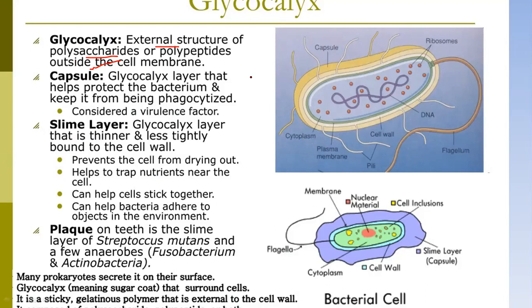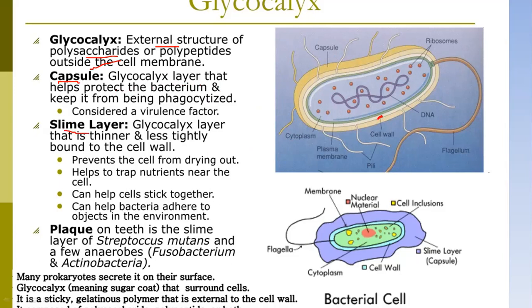So glycocalyx is the outer covering or outer structure which is made up of polysaccharide, very outer than cell wall. We are not talking about this cell wall, we are talking about its external covering other than cell wall, because lots of bacteria are having this type of structure that is called glycocalyx. This glycocalyx can exist in two forms, like in the capsule form and in slime layer form.